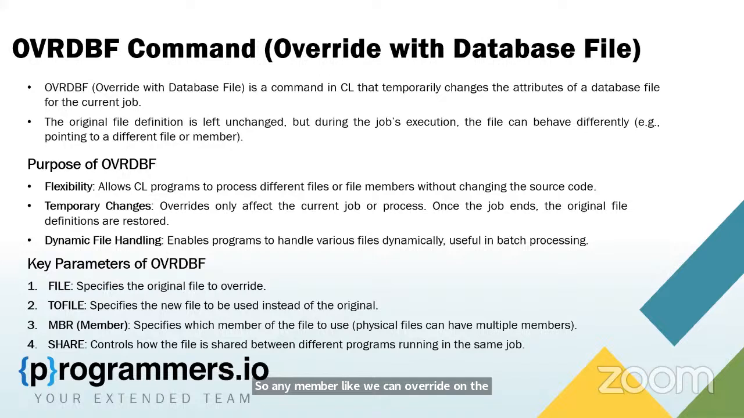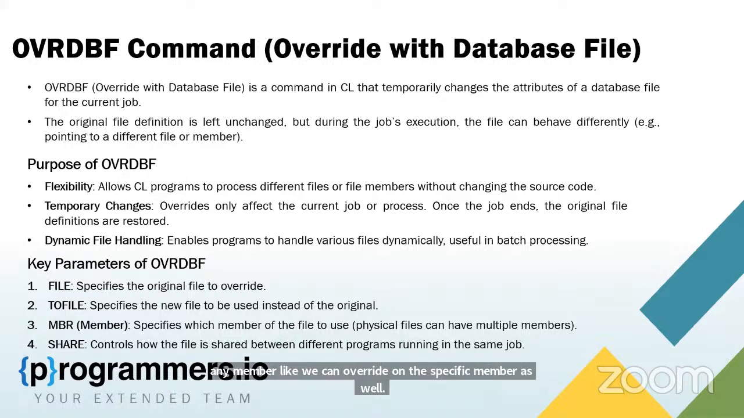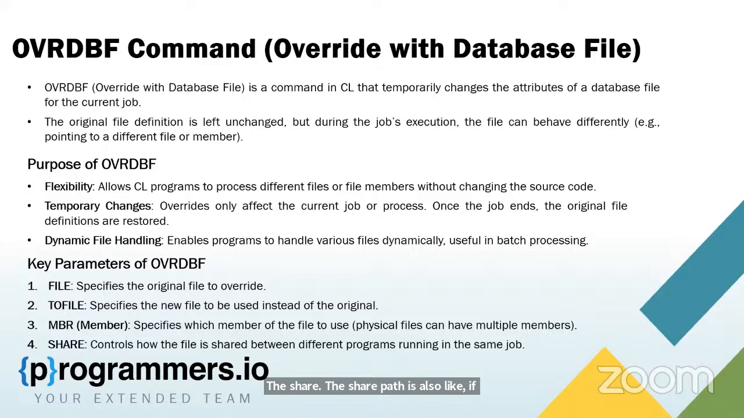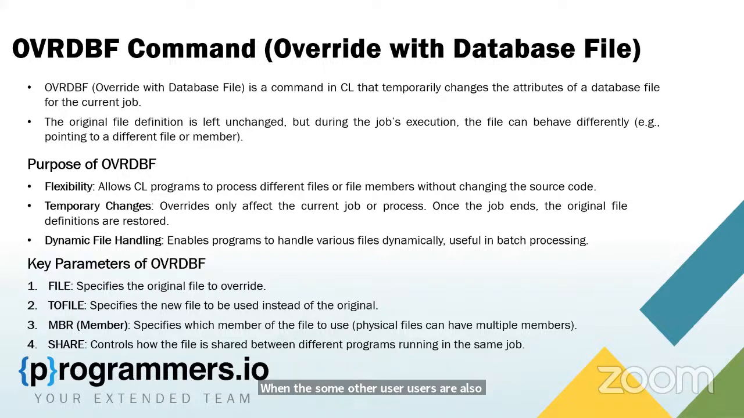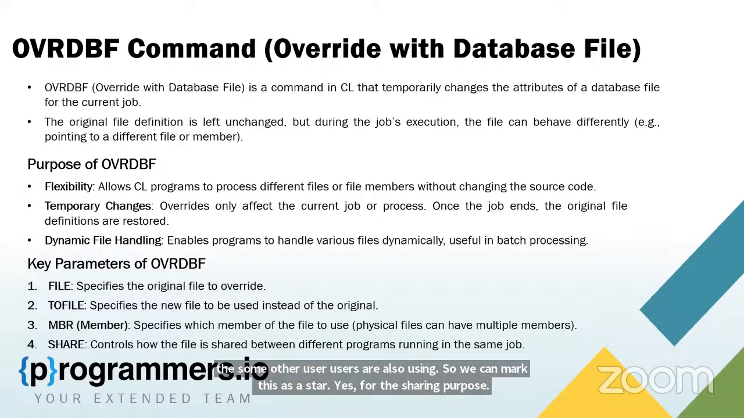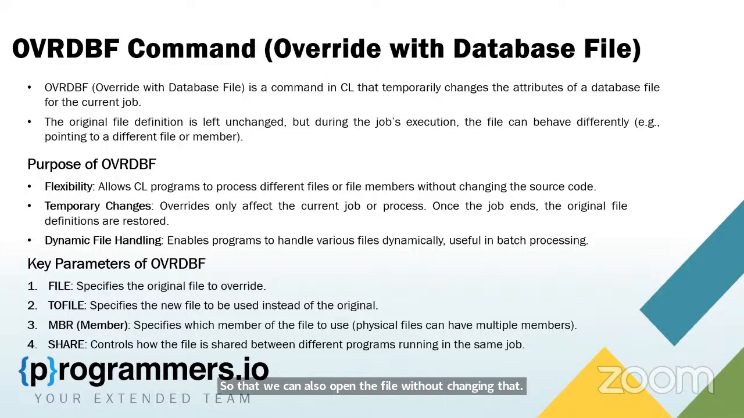The share path is also, if there is any record lock on the file when some other users are also using it, we can mark this as *YES for the sharing purpose, so that we can also open the file without changing the actual file. So that is the beauty of CL program, we can override the file as well.